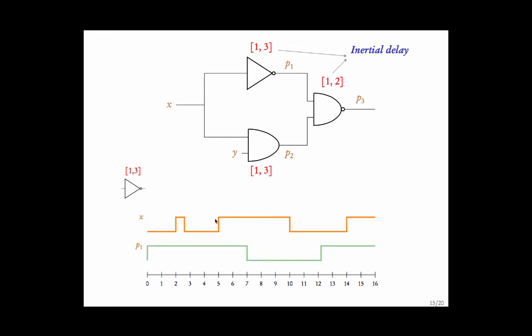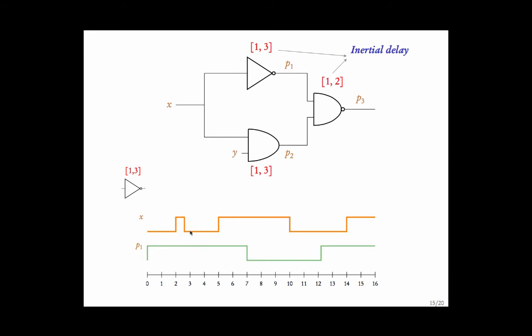Assume that this is how the input x changes: 0, 1, 1, 0, 1 and so on. So here it is 0 and P1 is 1. Up to this it's fine. However, the value of x changes to 1. So in a normal circuit, immediately this should have become 0. However, let's look at the time for which x is 1. The signal is 1 for less than one time unit, and this is the bound on the NOT gate. So P1 does not change at all.